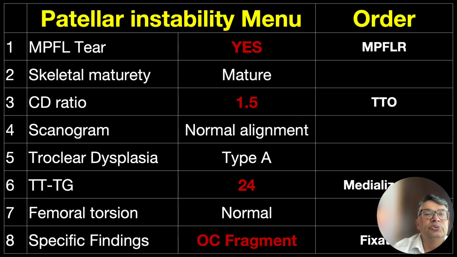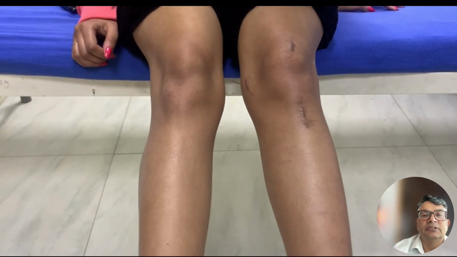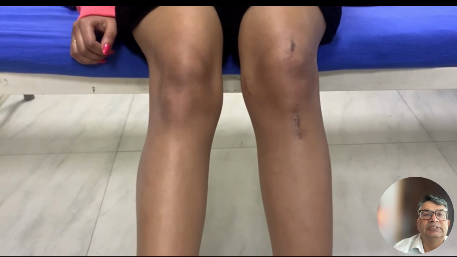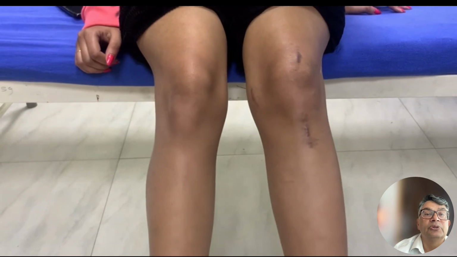So this is the menu that we prepared: MPFL tear, CD ratio 1.5, TTTG 24, osteochondral fragment. What we suggested for that patient is MPFL reconstruction, TTO, medialization, and fixation of the fragment. That is what she got: MPFLR, TTO, excision, and BMAC for the cartilage defect. And this is after 1 year of that same lady. You could see that she is absolutely normal, was able to do everything, and now we were preparing for the surgery on her other side.